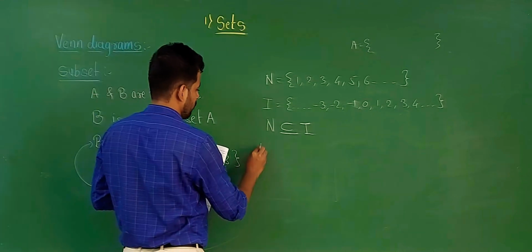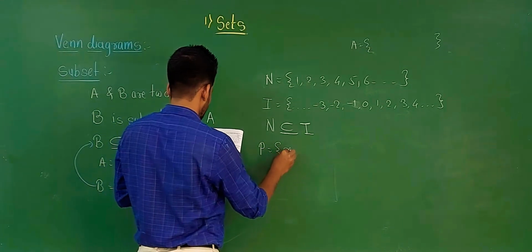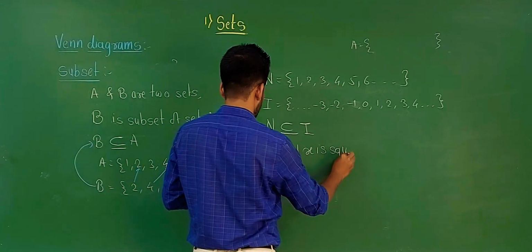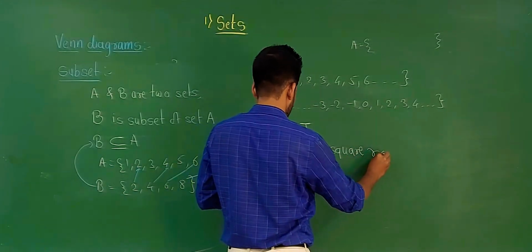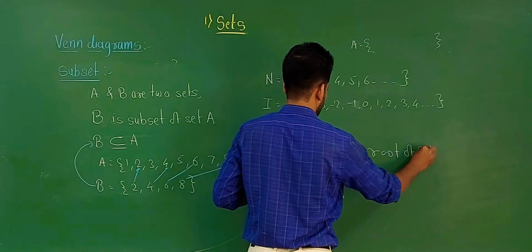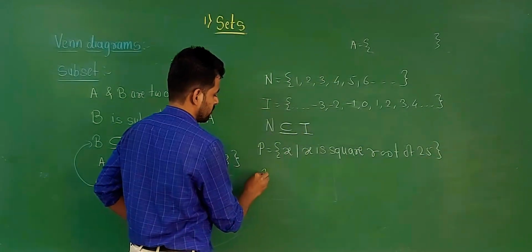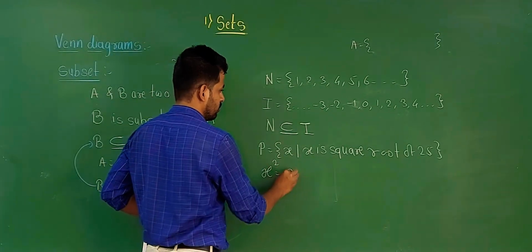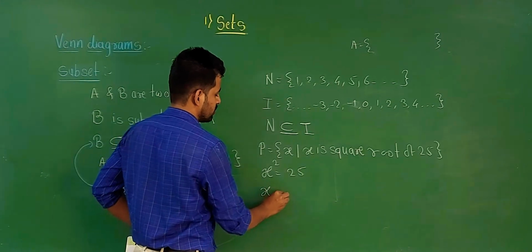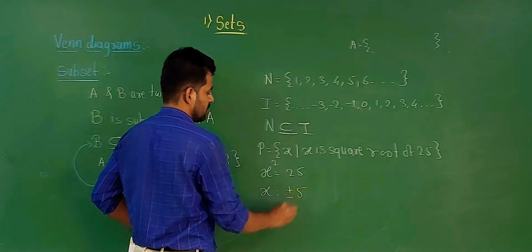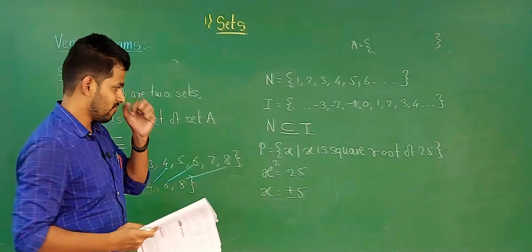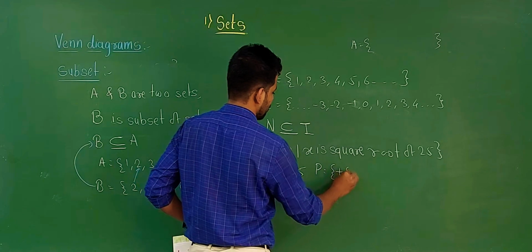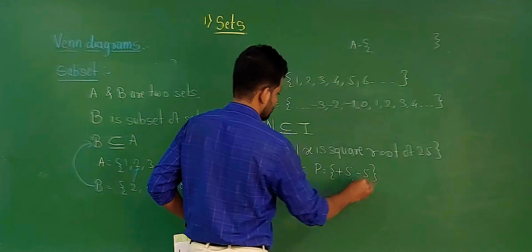Understand? Okay, let's see the next example, example number 3. P is a set of all x such that x is a square root of 25. That is, x squared is equal to 25, that is x is equal to square root of 25, that is plus minus 5. X is equal to plus minus 5. That's why set P is equal to, in curly brackets, plus 5 or minus 5.